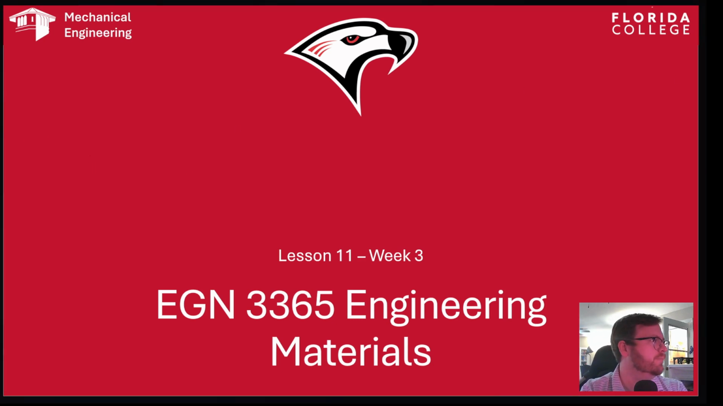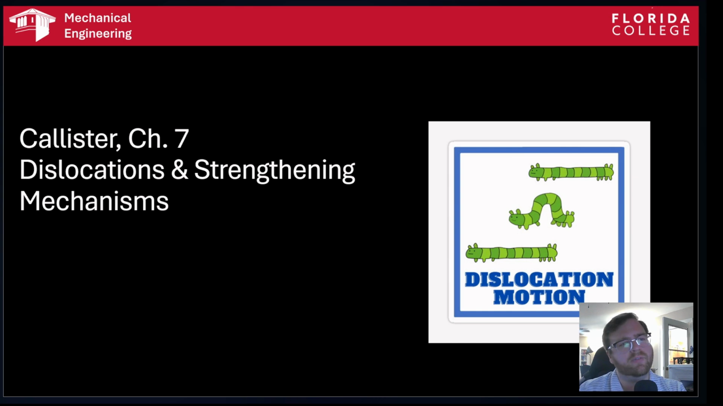In week 3, we're going to start chapter 7 today, dislocations and strengthening mechanisms. We're going to be taking a step back from the macro scale, just for a little bit, and go back into the atomic scale to see why deformation occurs in materials, metals more specifically, but we'll be touching on each material type. And then also, we have the little caterpillar analogy for dislocation motion. We're going to talk about that as well.